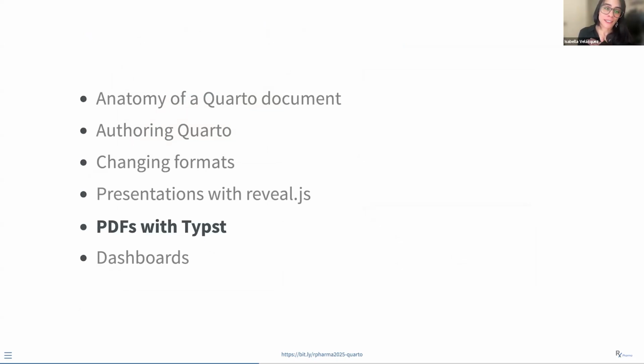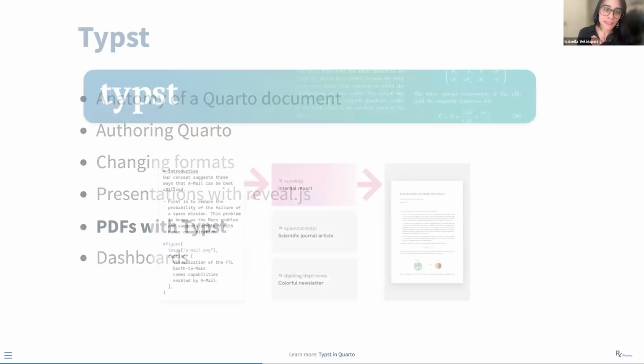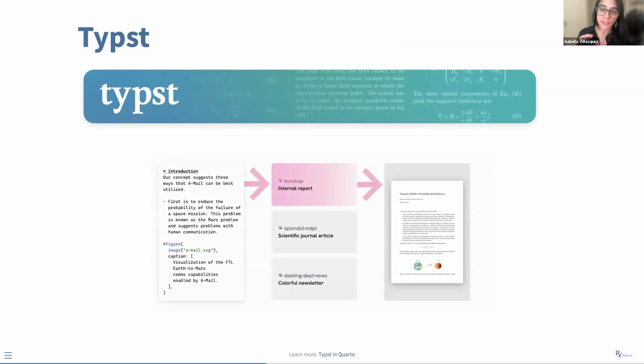And then the next thing I want to talk about is Typst. As I mentioned, it's this new open source markup-based typesetting system that is meant to be as powerful as LaTeX, if you ever use LaTeX for building PDFs. So it's another alternative for you to create beautiful professional PDFs, and you can do that within Quarto as well.